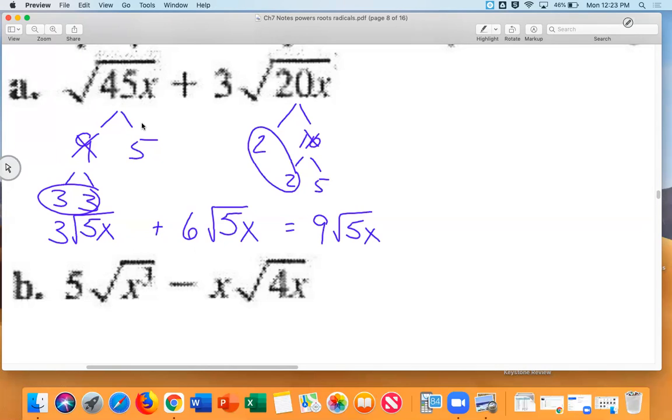Not too bad. 3 times the 2 that comes out. 3 times 2 is 6.